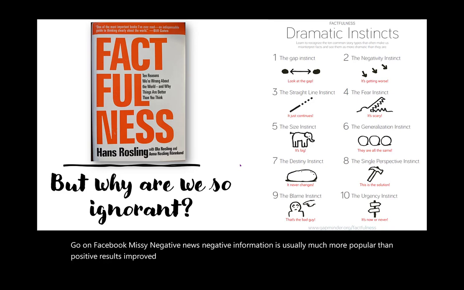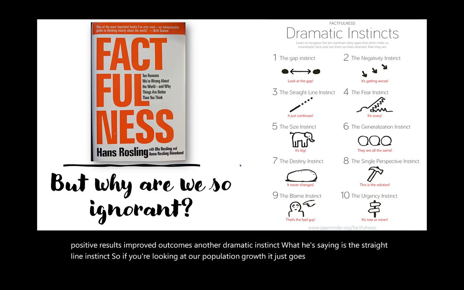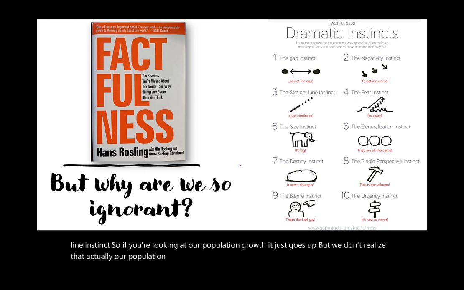Another dramatic instinct, he's saying, is the straight line instinct. So if we're looking at our population growth, it just goes up. But we don't realize that actually our population growth has changed, and that most people in the world do not have 5, 6, 7 children anymore. Most of the world has about 2 to 3 children now.